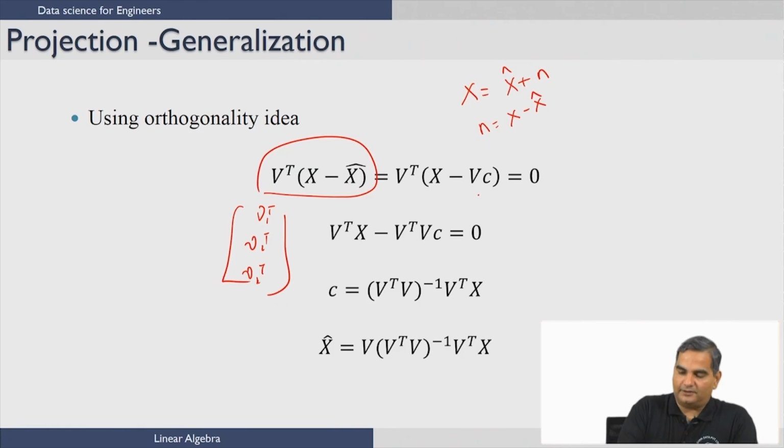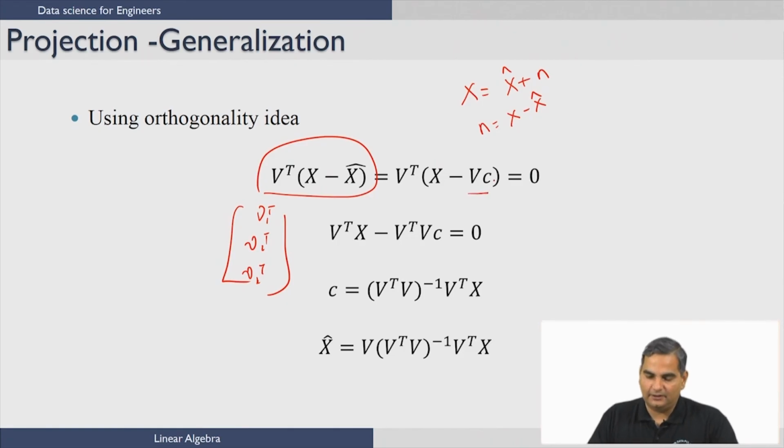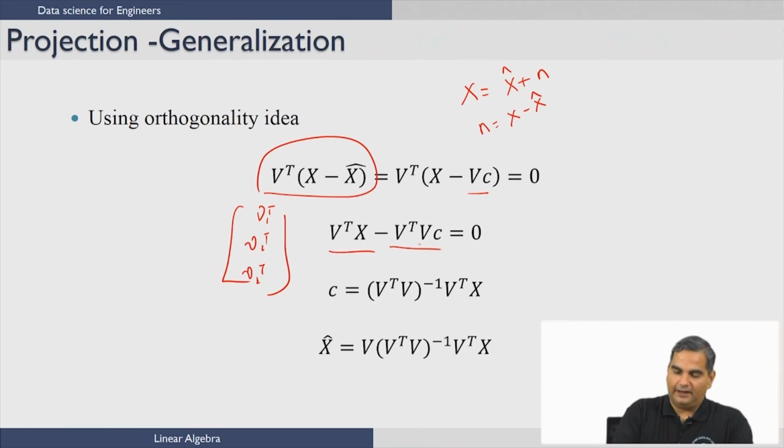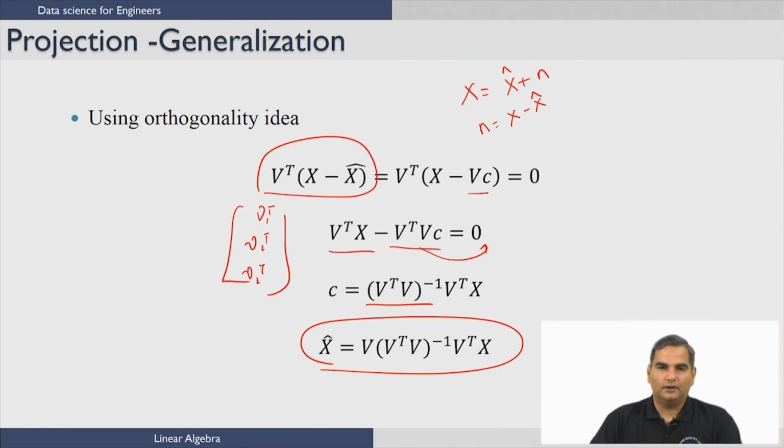Now, x hat from the previous slide was V times c. So, V transpose (x minus V c) equals 0. If I expand this, I will get V transpose x minus V transpose V c equals 0. If I take this term to the other side and then take the inverse, I will get c equal to (V transpose V) inverse V transpose x. Whenever we take inverses, we have to make sure that we can actually identify an inverse. In this case, I am guaranteed to have an inverse for V transpose V if the columns of V are linearly independent, and the fact that we have chosen these basis vectors as linearly independent already assures us of that. So, this inverse exists. Once we calculate this c, we know x hat is V times c. So, I simply plug this c back in and I get the expression for projection. This is how you do projection onto general directions.